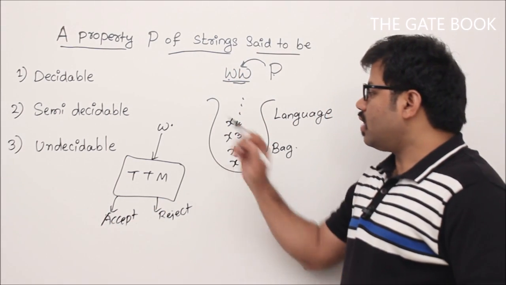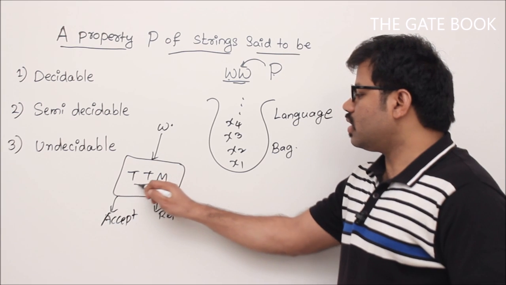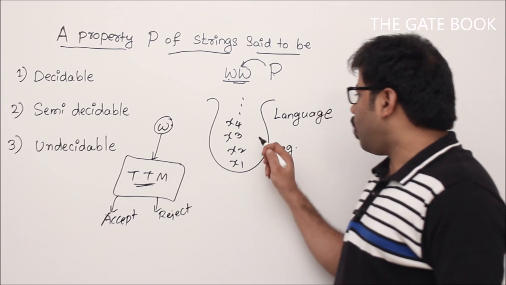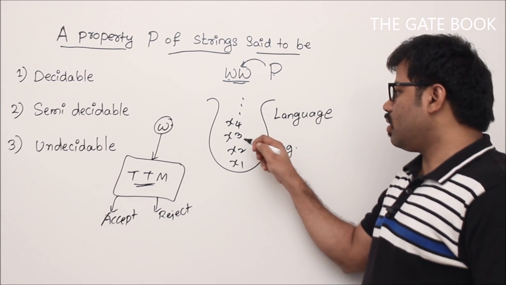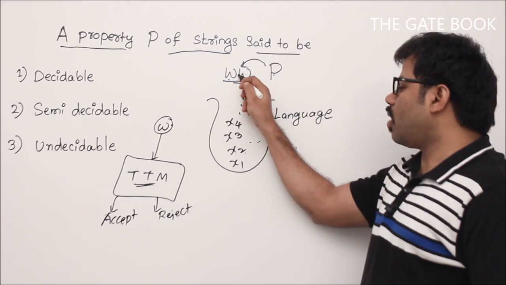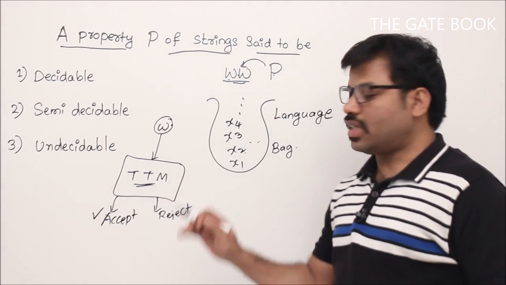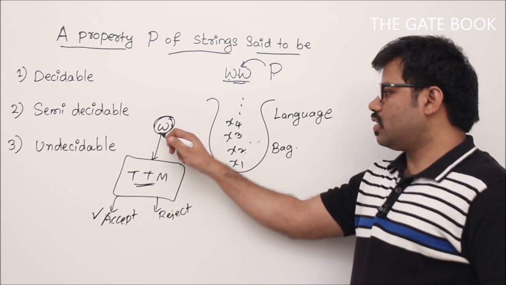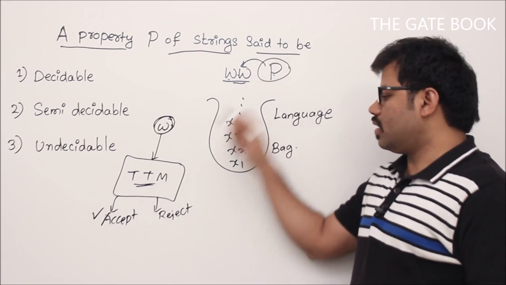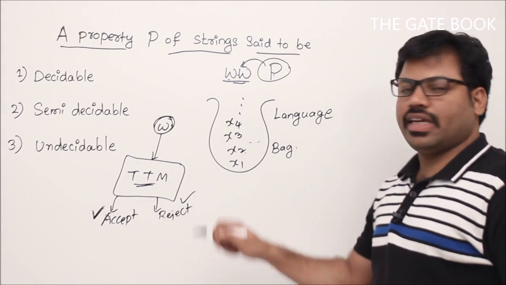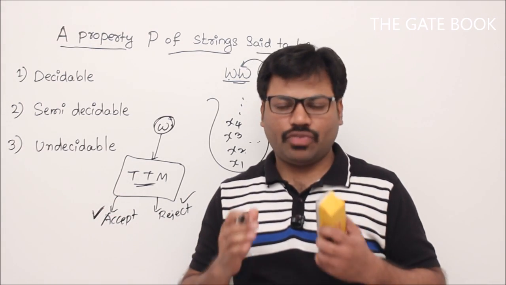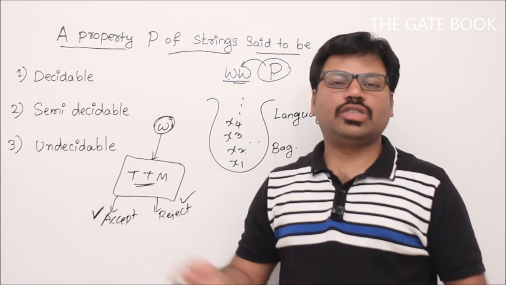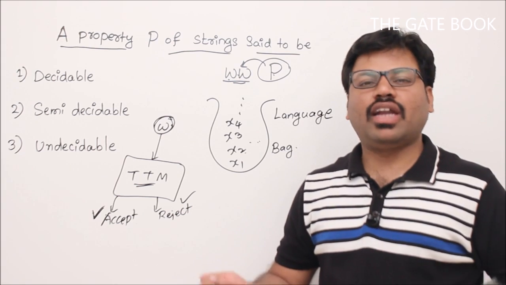Now for example, let's say this total Turing machine is designed in such a way that whenever you give input W, if that W is part of this bag, meaning the string has this property, then it is accepting. Try to understand the connection between the property and this total Turing machine. Whenever a given input has property P, it is accepting, otherwise it is rejecting. If you have such a total Turing machine, then we say that such a property is decidable. Here property is nothing but language, right?